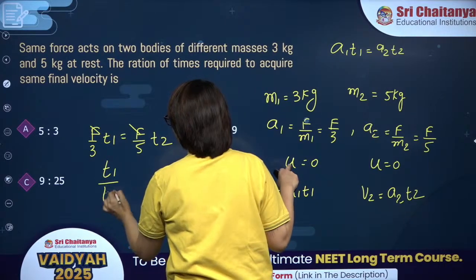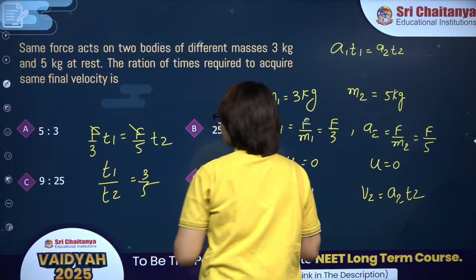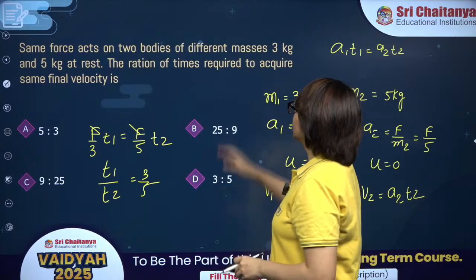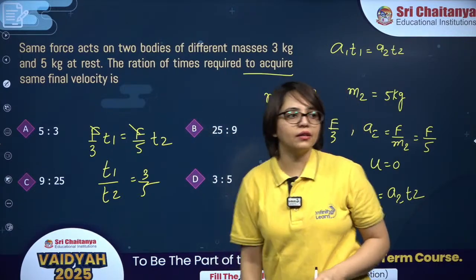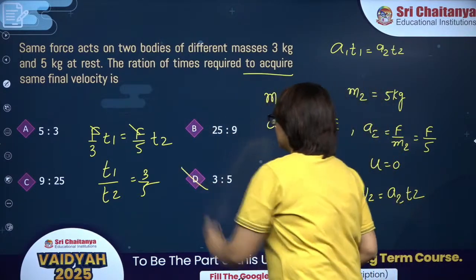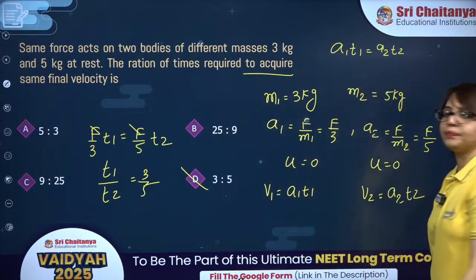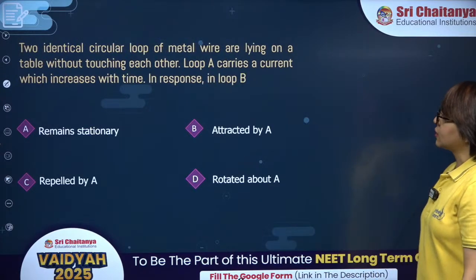So we have T1 upon T2 as 3 by 5. This is the ratio of time required to acquire the same final velocity for both the particles, 3:5, which is option D. Alright, let's move on to this one.